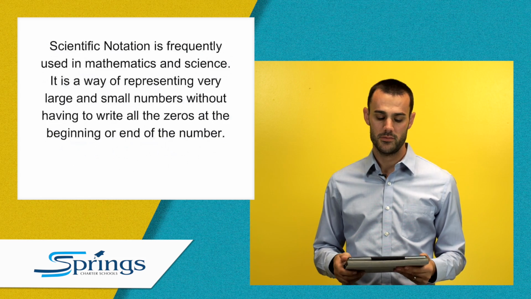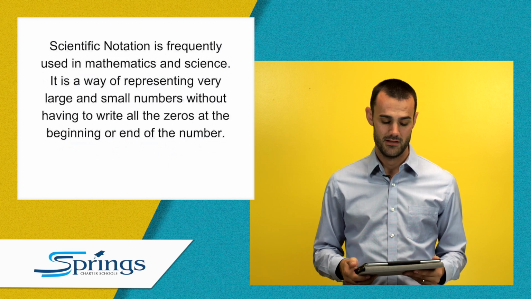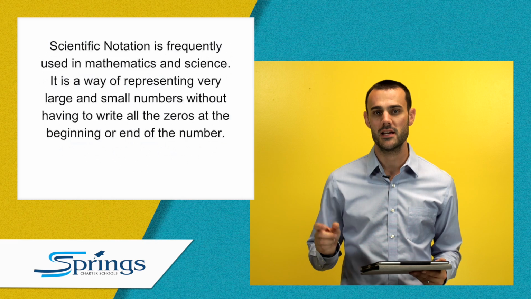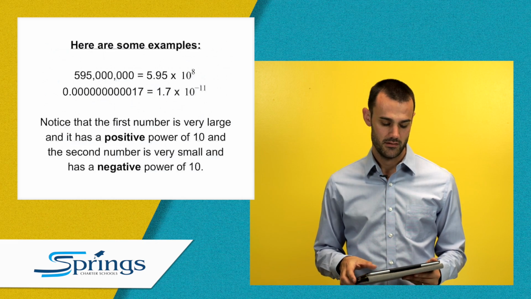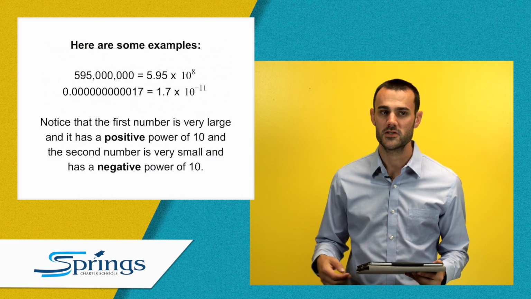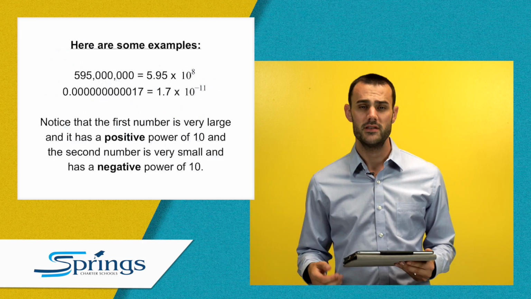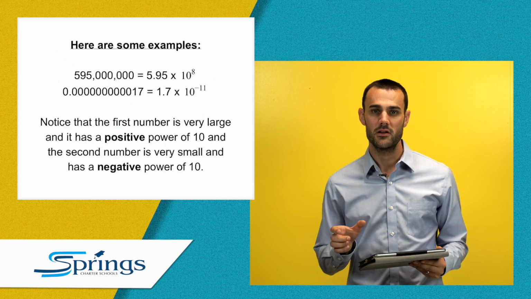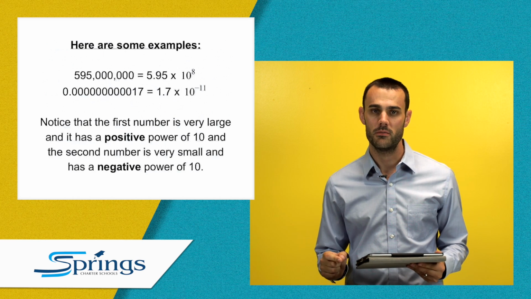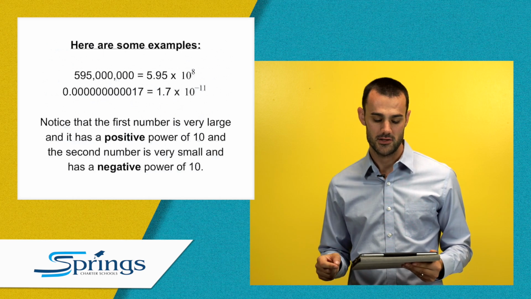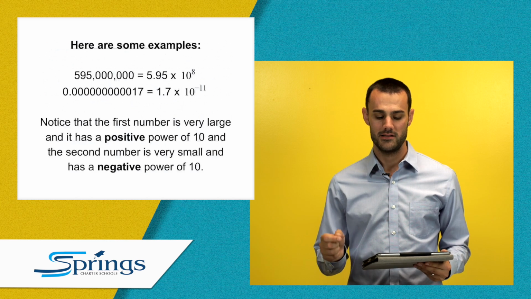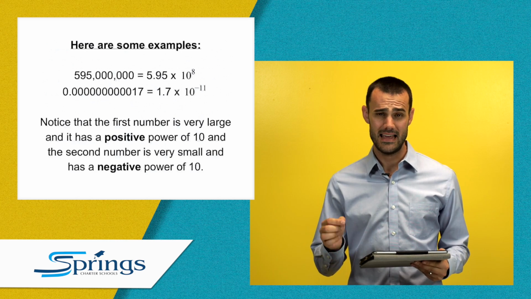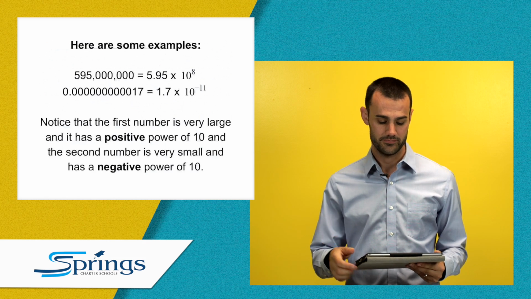Okay, topic 4, scientific notation and measurement. Scientific notation is frequently used in mathematics and science. It is a way of representing very small numbers and very large numbers without having to write all those extra zeros on the end. So let's look at some examples. The first one is a very large number, in this case 595 million. We're going to shrink that number down in a compact form, just like we talked about for scientific notation. We have 5.95 times 10 to the 8th power. I moved my decimal place 8 times, so that's where I got that exponent of 8.